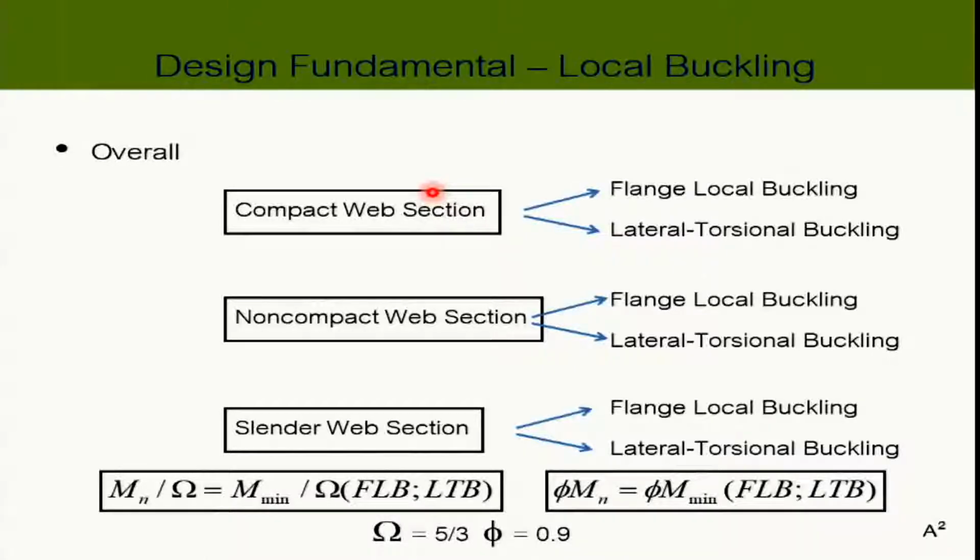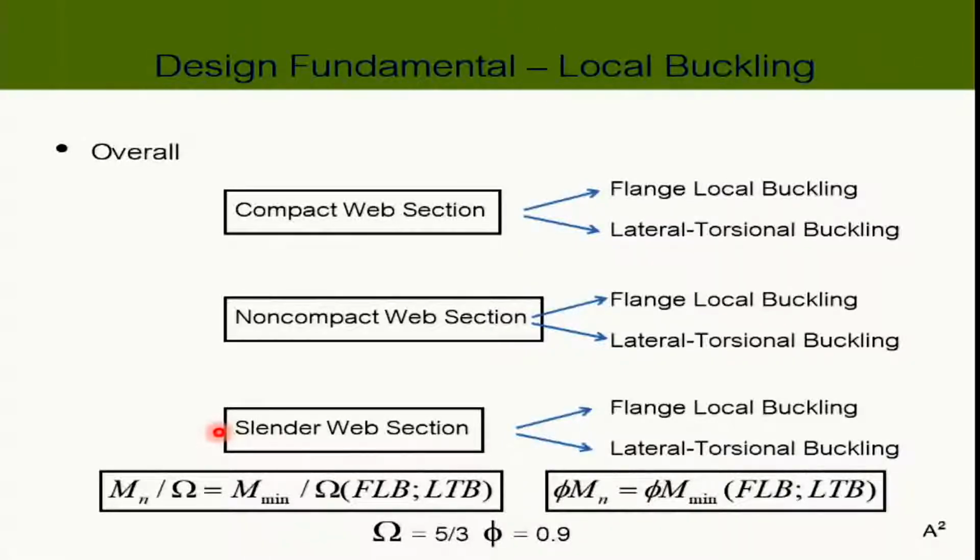Classify the web first. If you have the compact web, you go into one set of calculations. If you have a non-compact web, you go into another calculation. And when you have a slender web, it's another. But remember what I just said a few minutes ago? For all the hot roll sections available in Thailand, all the webs are compact. So for hot roll, we are here. And that also means you will only have this and this when you design the built-up section.